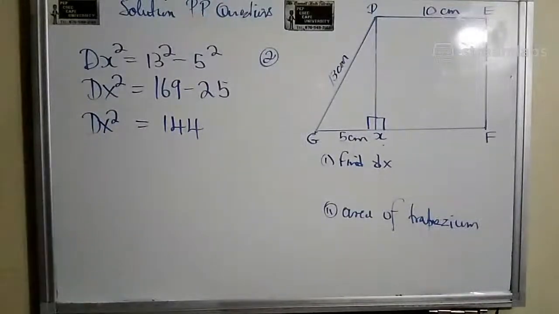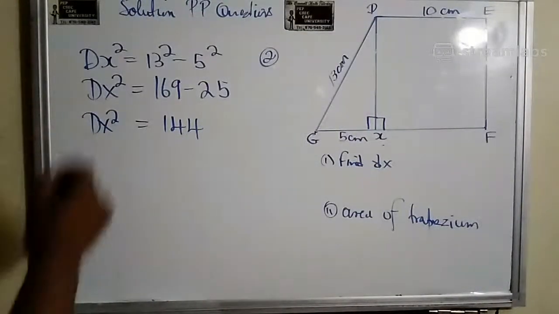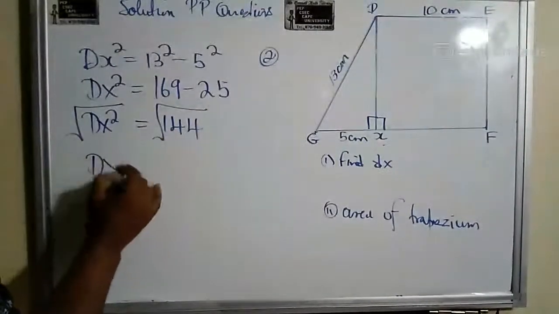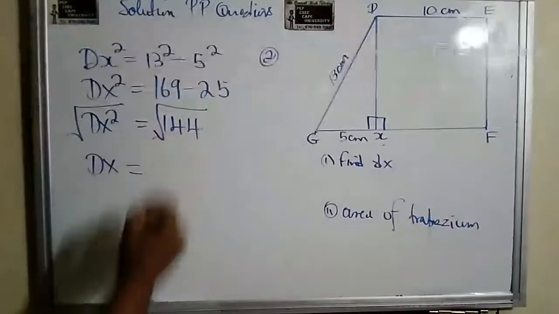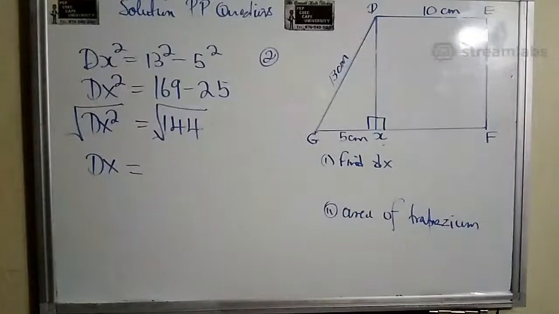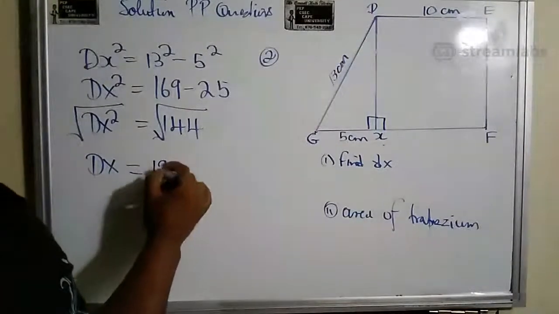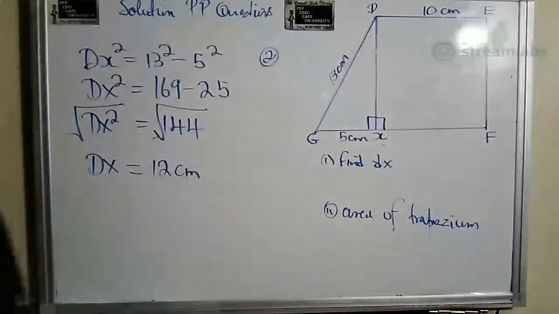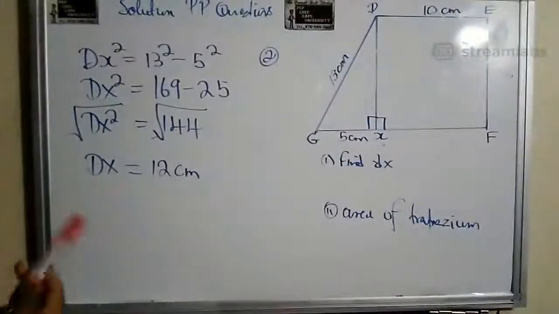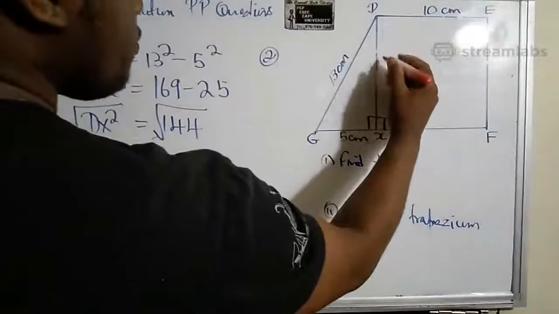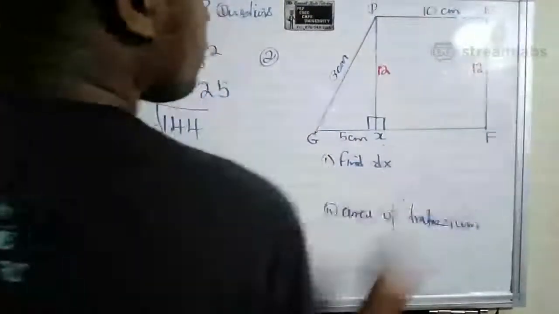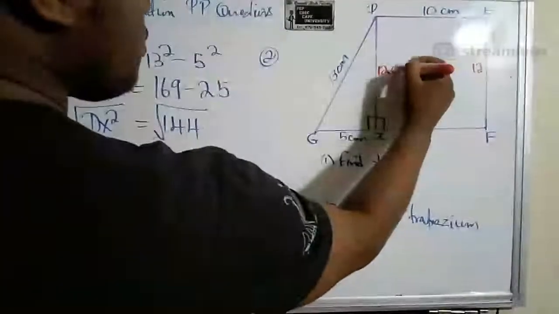So basically now, what's the inverse of square? We find the square root. What we do to one side, we do to both sides. So we're left with dx. What number you multiply by itself give you 144? So that would be 12 centimeters. So the length right here, I'm just putting it in red because we found it, is 12. Alright, 20 centimeters.